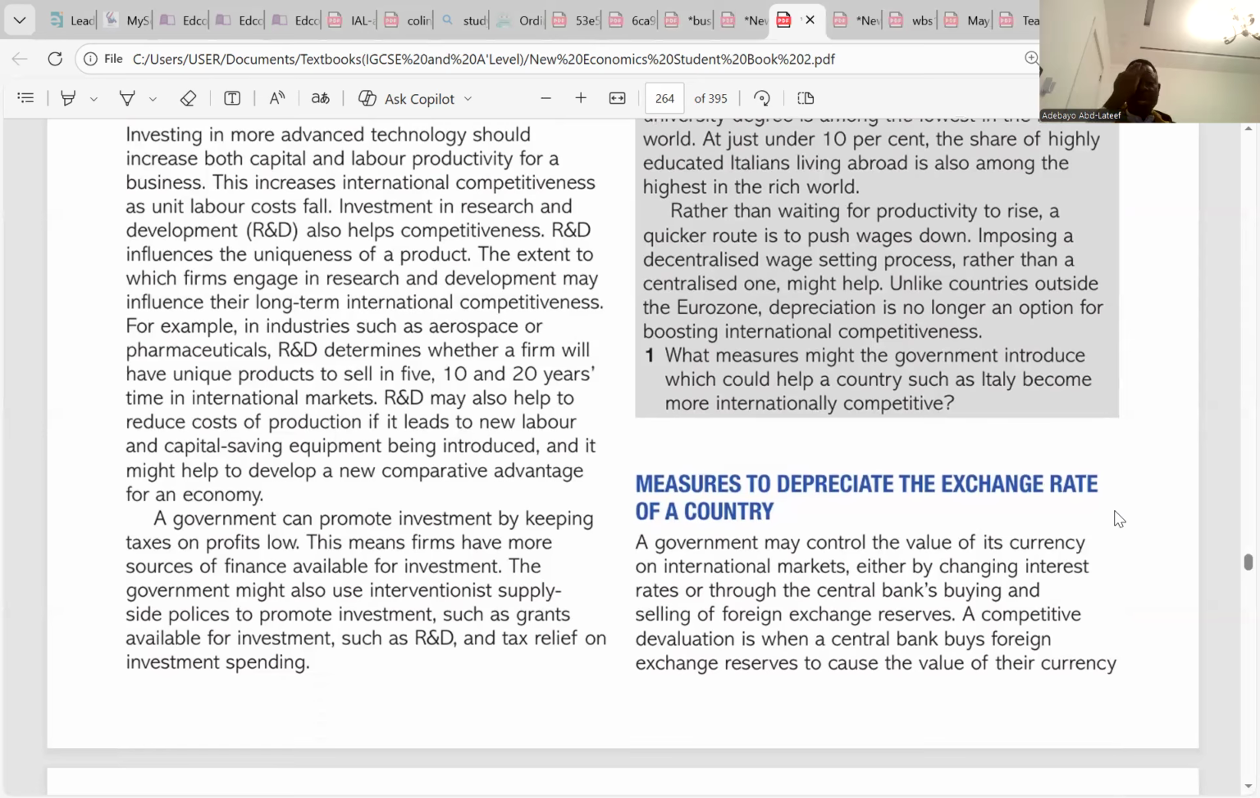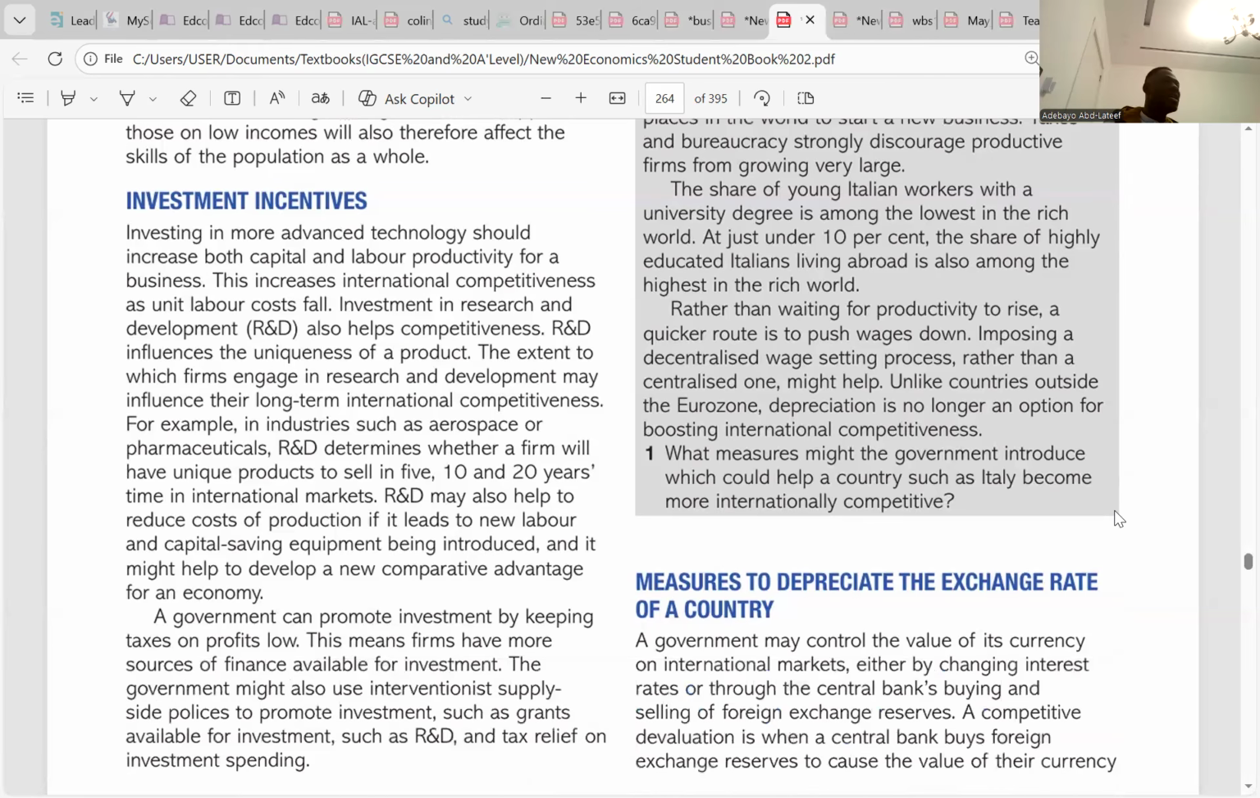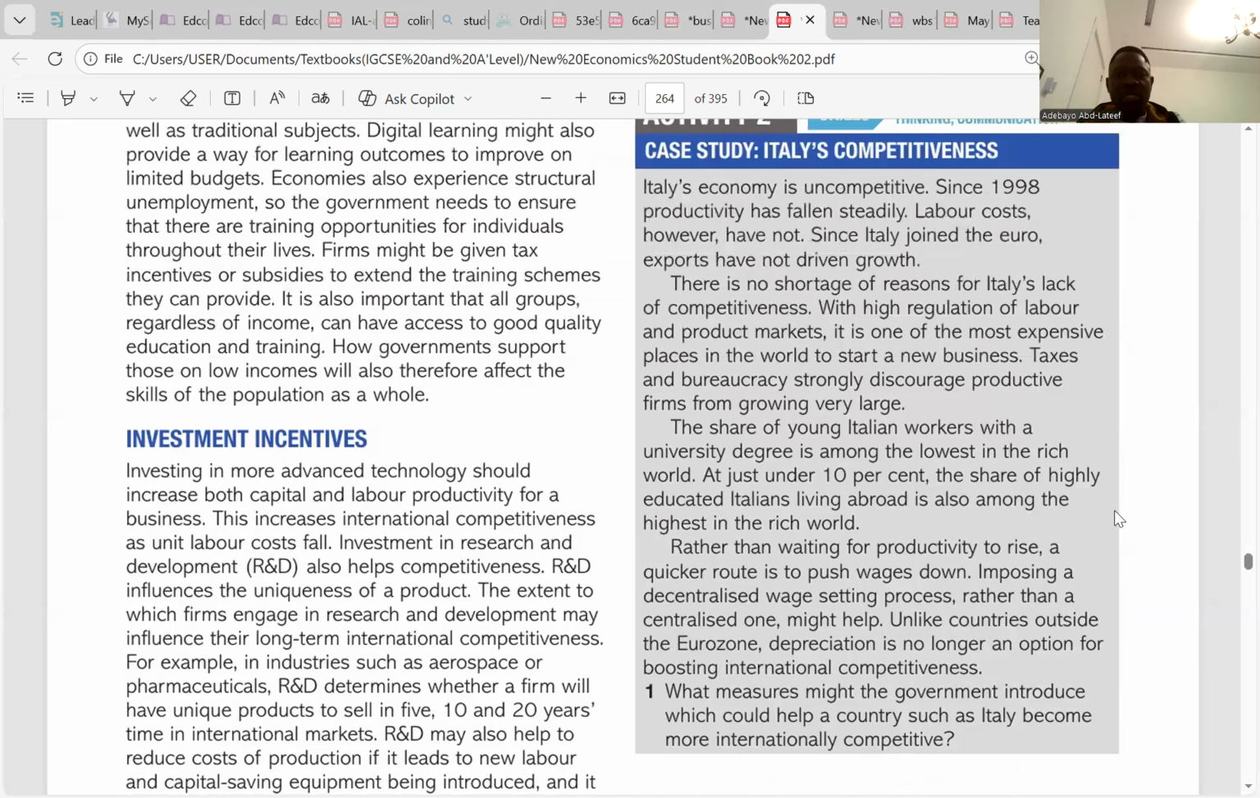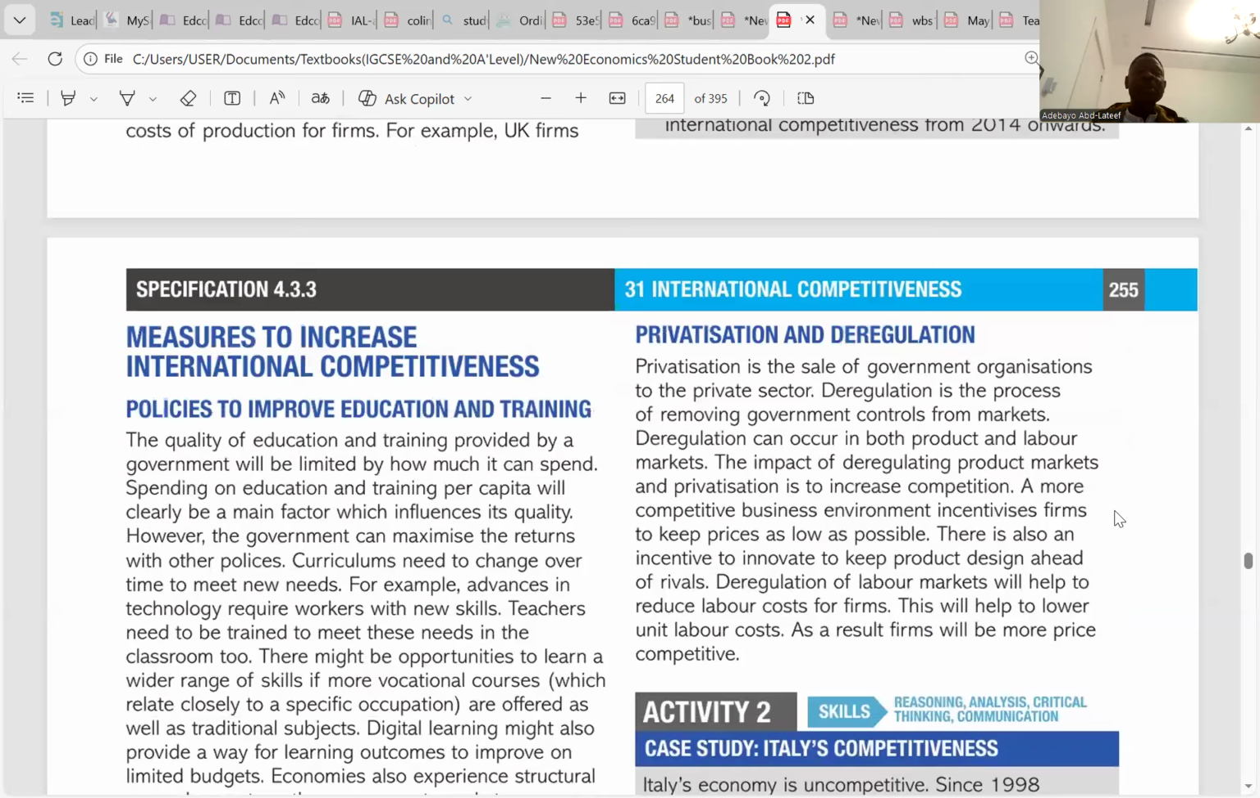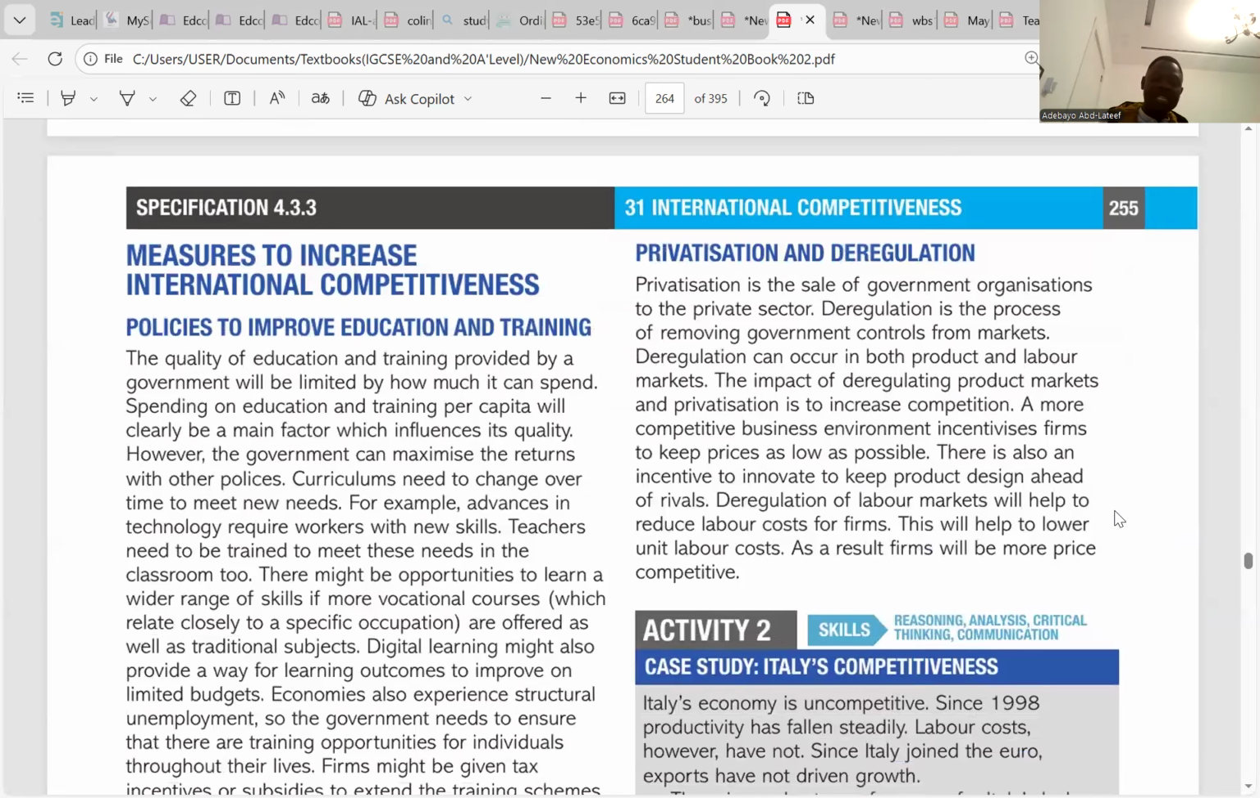So another way in which government can encourage investment is through interventionist supply side policies, giving grants to encourage investment, tax relief, or probably subsidies on firms that are engaging in research and development. If government can do this, the country will have more investment, and that might also allow the country to be internationally competitive. That's the second way in which countries can be more internationally competitive.